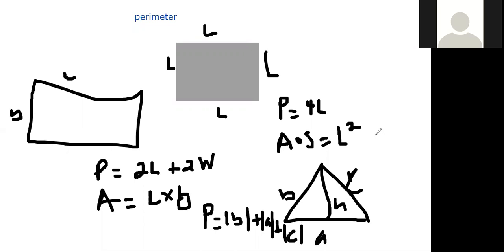Now the area of a triangle will be given as half base times height. This is the base, and this is the height. So half of the base times height. That is all. The next time we do equilateral triangles and parallelogram and the rhombus, then we are done.